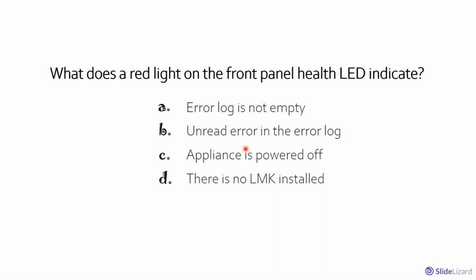What does a red light on the front panel health LED indicate? If you have this health LED and you see a red light here, what exactly does this light indicate? A, your error log is not empty. B, you have unread errors in the error logs. C, the appliance is powered off, or D, there is no LMK installed? If you see a red light on the front panel.